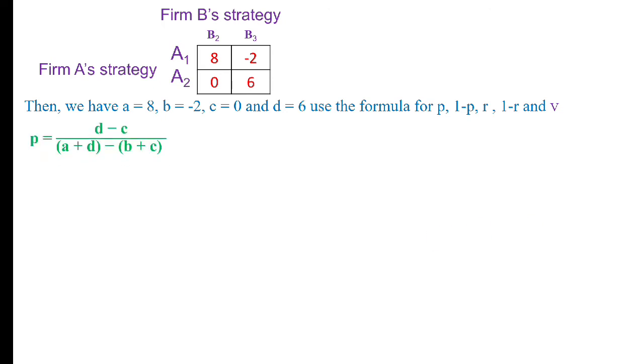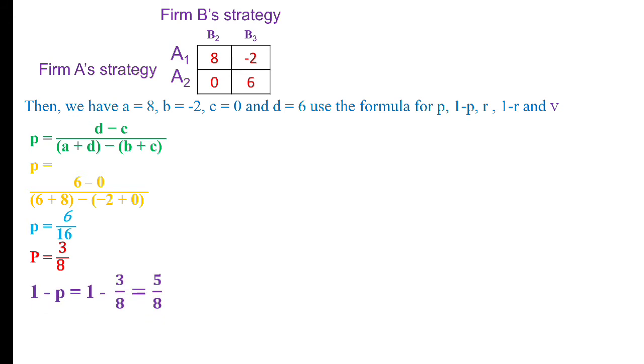So P equal to D minus C divided by A plus D minus B plus C. So the values: 6 minus 0 divided by 6 plus 8 minus -2 plus 0. Simplify: 6 minus 0 is 6, 6 plus 8 is 14, minus of -2 becomes plus 2, so 14 plus 2 gives 16. Simplify by cancellation, 3 by 8. Then 1 minus P is 1 minus 3 by 8, equal to 5 by 8. These are the strategies for player A.